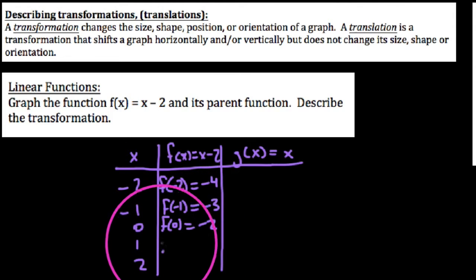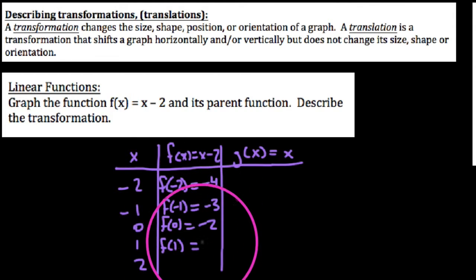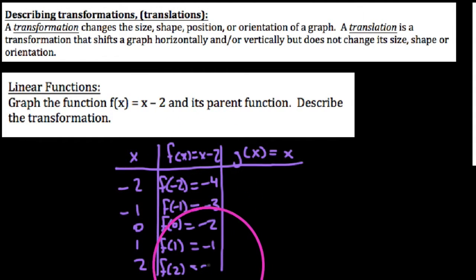And I'm starting to detect a pattern here, but we have f of 1. It's going to be 1 minus 2 is negative 1. And we say f of 2. F of 2 would be 2 minus 2, which is going to be this value of 0.